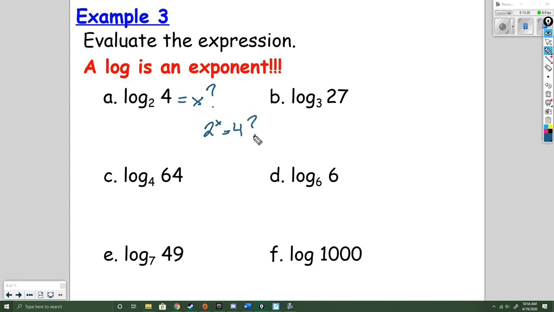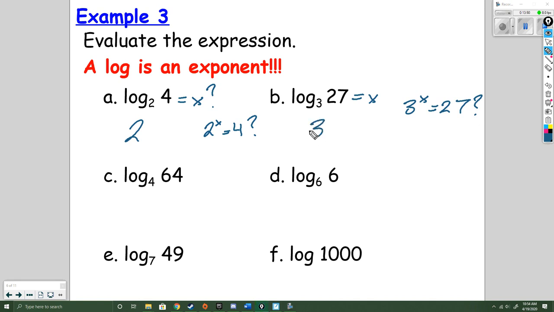Now, if we want to swirl it, we'd have 2 to the x power equals 4. In other words, we're trying to figure out 2 to what power equals 4. In this case, that's pretty simple. So log base 2 of 4 is just 2, because 2 squared equals 4. If we take a look at B, we could do the same thing. We can swirl it: 3 to the x power equals 27. Now we're asking ourselves, 3 to what power equals 27?